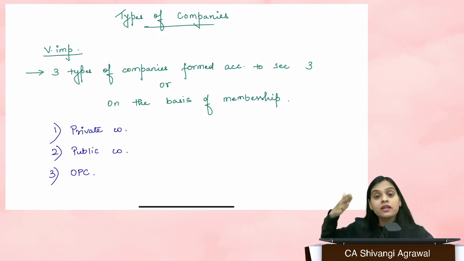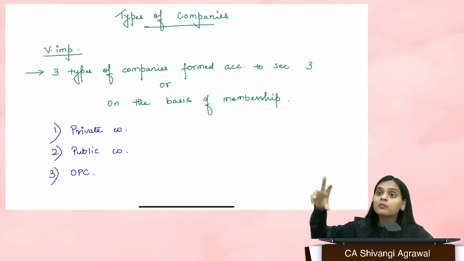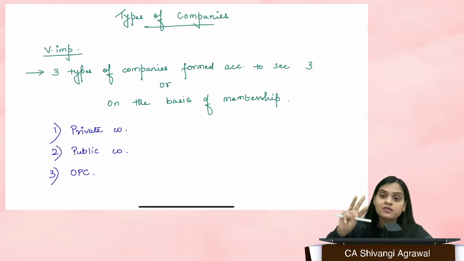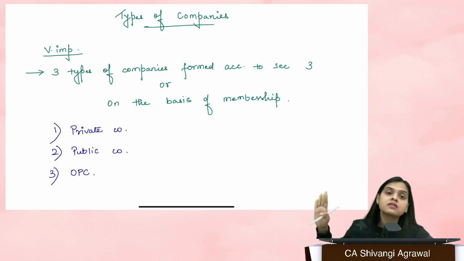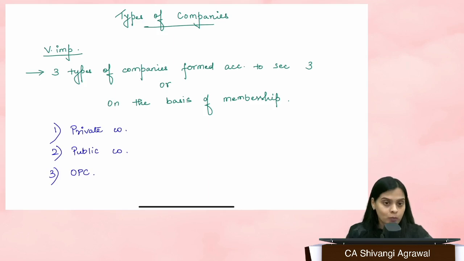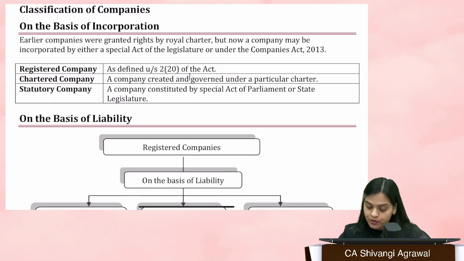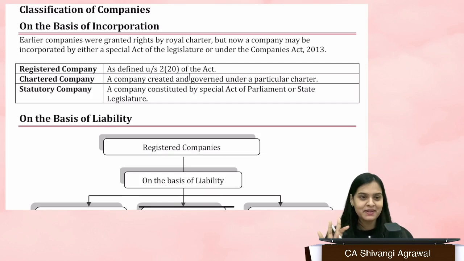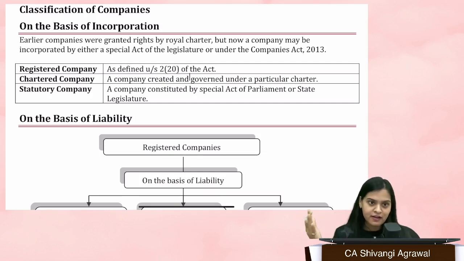So, when we read about the incorporation of company or the process that how a company can be registered, how a company can be incorporated, you have to understand that these are only the three types of companies which can be formed under Section 3. So, a company may be formed as a private company, a company may be formed as a public company, a company may be formed as OPC. Fine? Clear? Okay. So before we go on to these important ones, there is something else, and let's look at that also, and thereafter we will discuss those types of companies in detail.